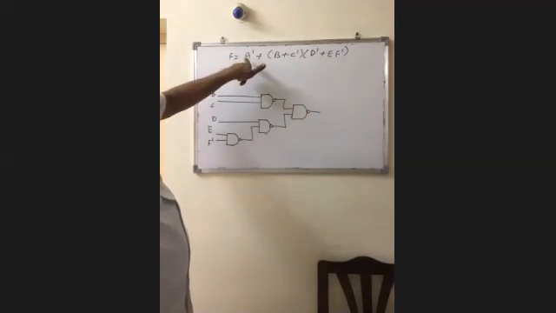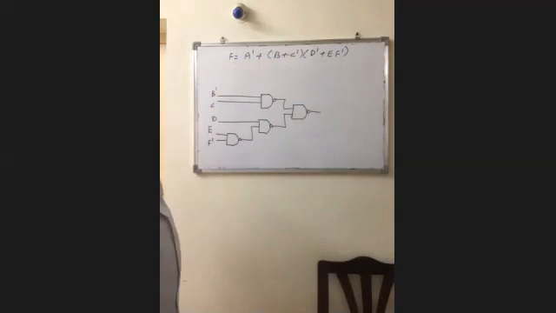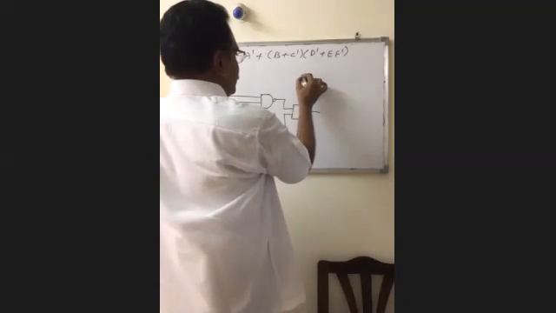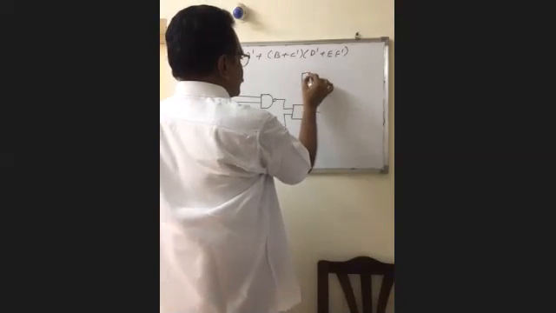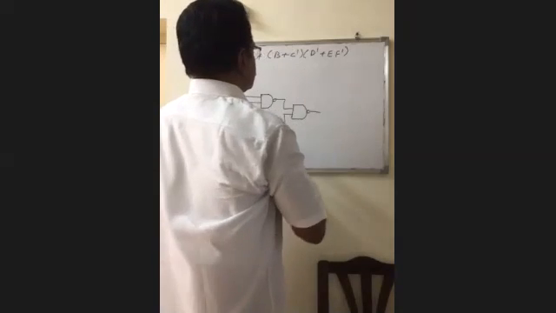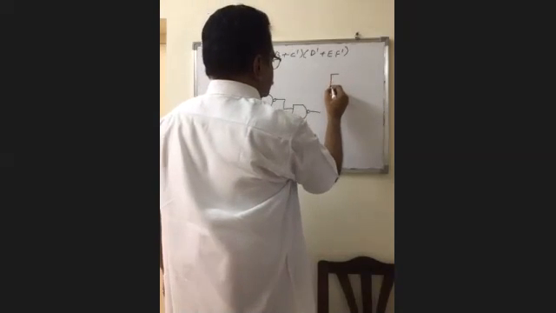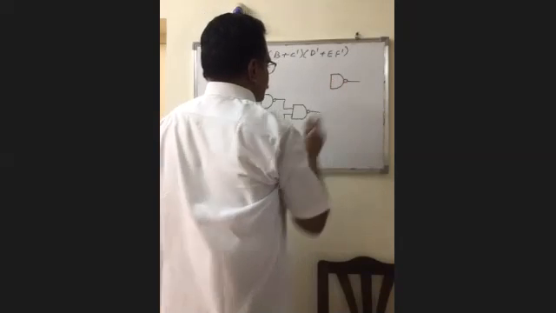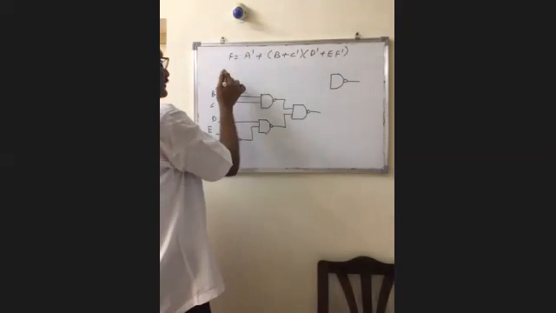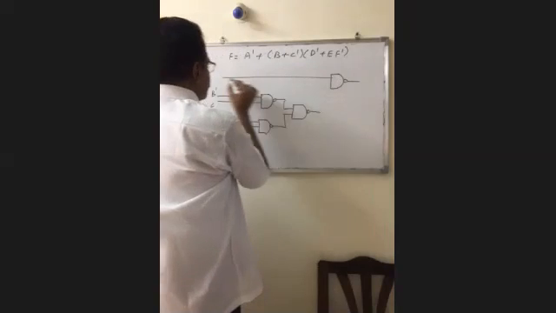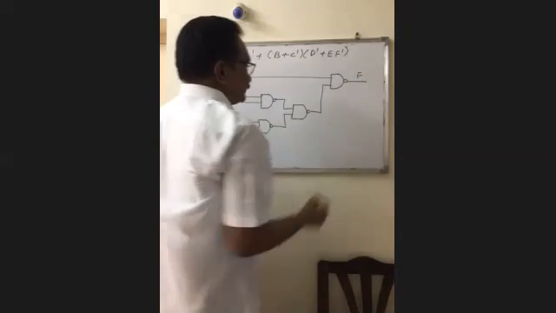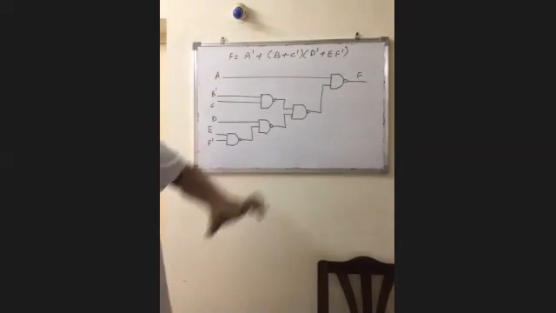Next, for this part, it looks like a SOP expression. So connect one more NAND gate here. And this is the sum term, so we have to connect the complement of that one. So connect A. This is the F. Observe whether F is equal to the given expression or not.